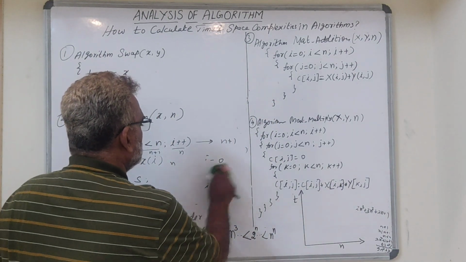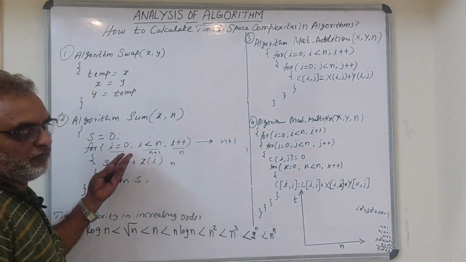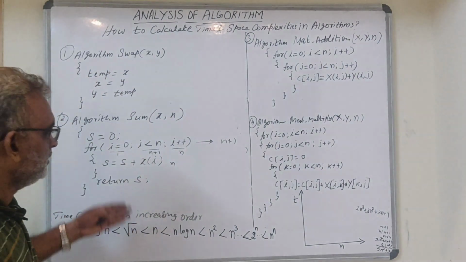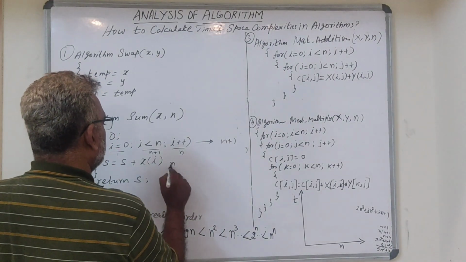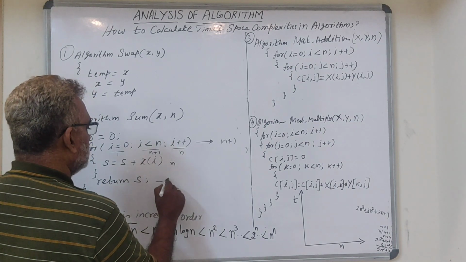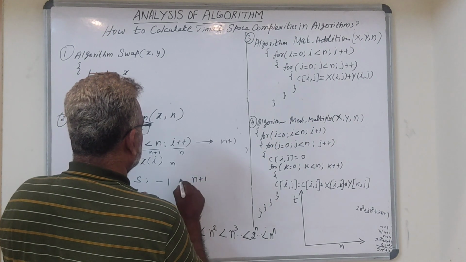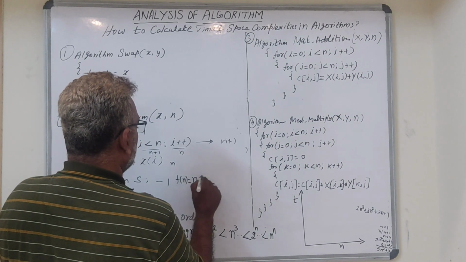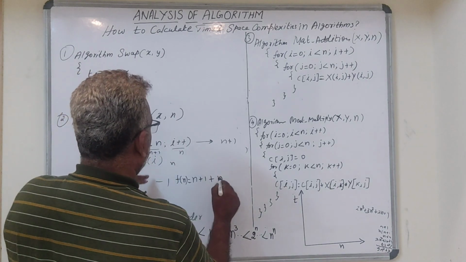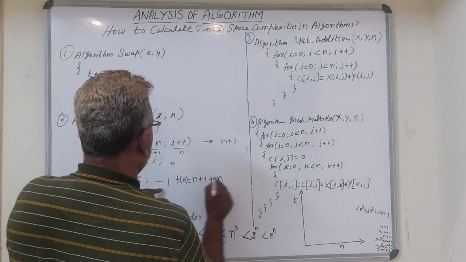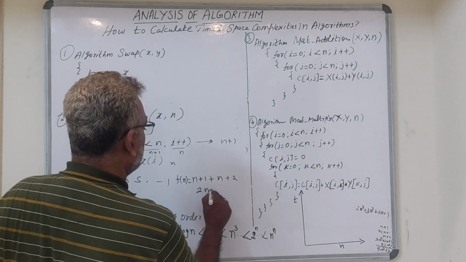Let us find out the time complexity for executing this algorithm. This is n plus 1 number of times, this is executed for n times, and this is executed for 1 time, and this is 1 time. So f of n is equal to n plus 1 plus n, and we have one value here and one value here, that is plus 2. So it is nothing but 2n plus 3.